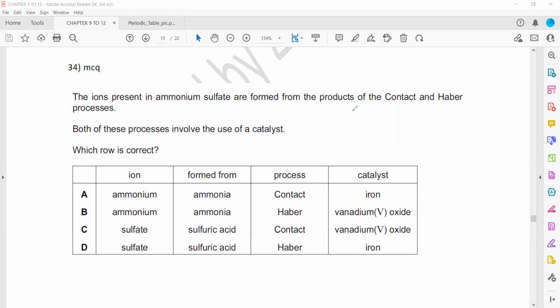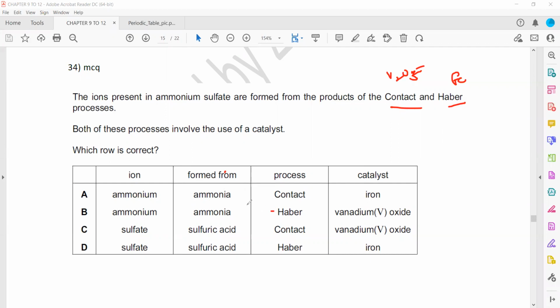For a contact process, we use vanadium pentoxide. For a Haber process, we use iron as a catalyst. So how is ammonia formed? Ammonia is produced by the Haber process.